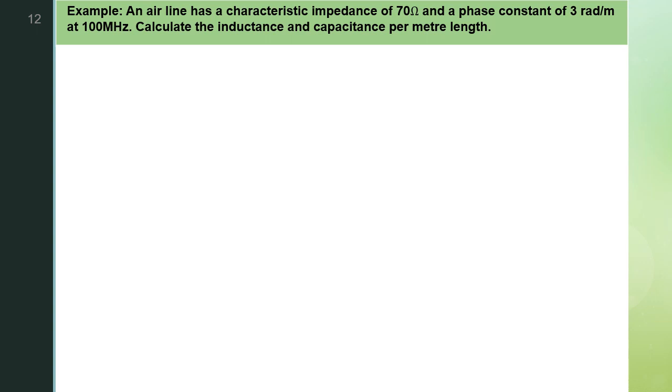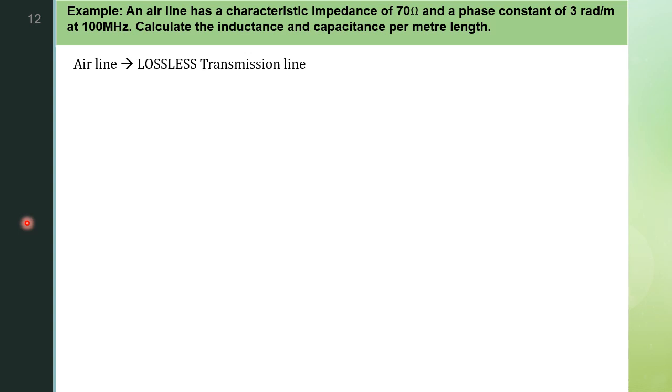So we'll consider a problem where we are having an air line which has a characteristic impedance of 70 ohms and a phase constant of 3 radians per meter at a frequency of 100 megahertz. We are asked to calculate the inductance and capacitance per meter length or unit length. So it is C and L we should determine. When you consider an air line, the medium is air. So this can be considered as a lossless transmission line.